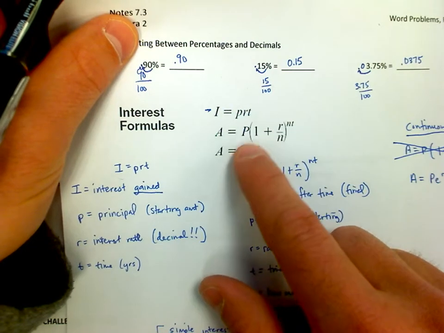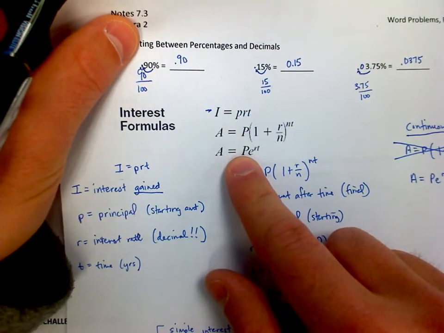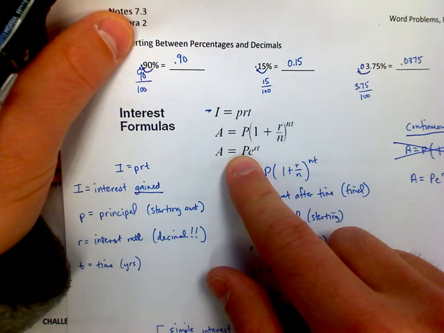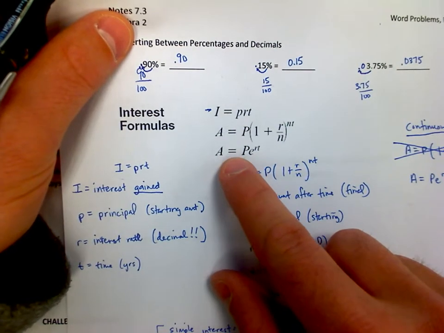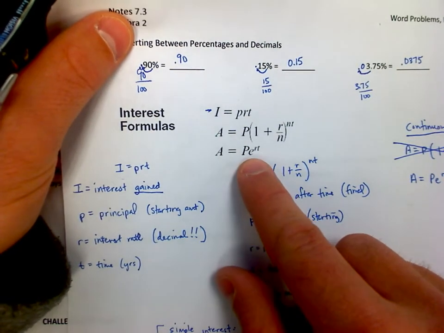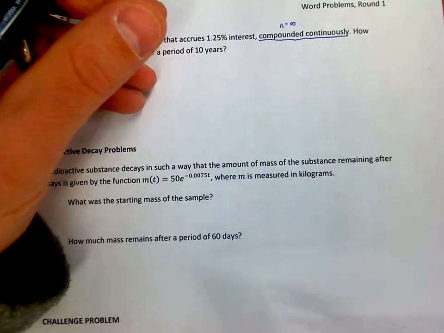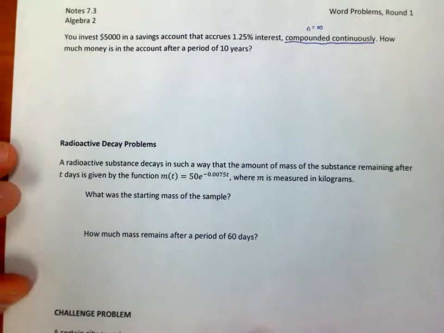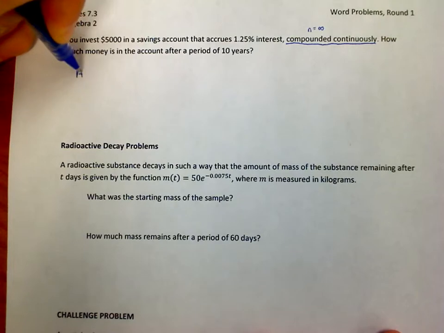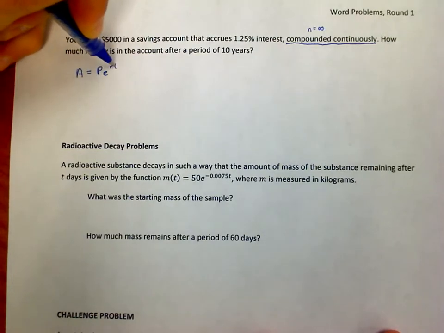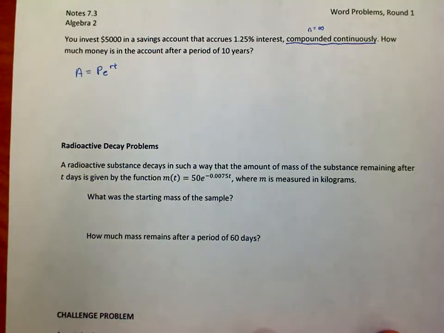So that's when we have to switch down and use this new formula, PERT, like Pert Plus shampoo, if you ever forget. A is equal to P e to the rt. Notice the only thing being raised to the power is the e. So what we're going to do in this problem is use the formula A is equal to P e raised to the rt, not nt, but rt.